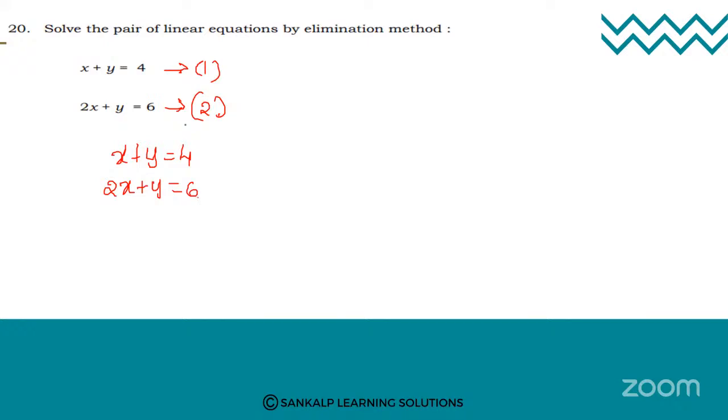Right? Now, in the elimination method, what we are going to do? We will eliminate a variable. So here y and y is there. We'll change the signs.